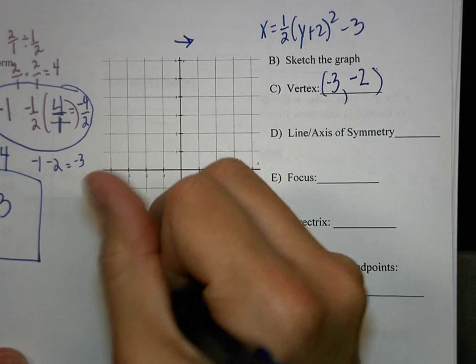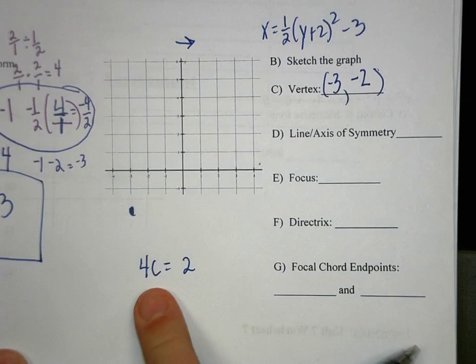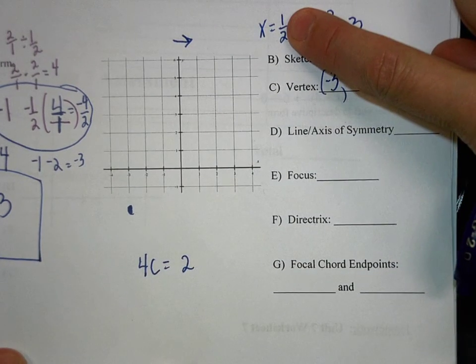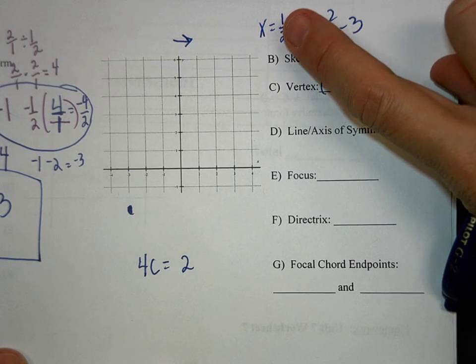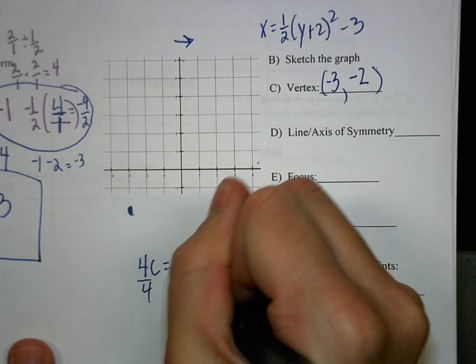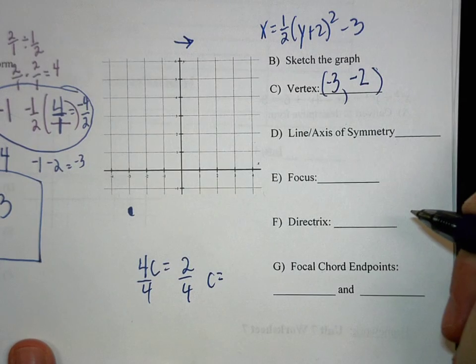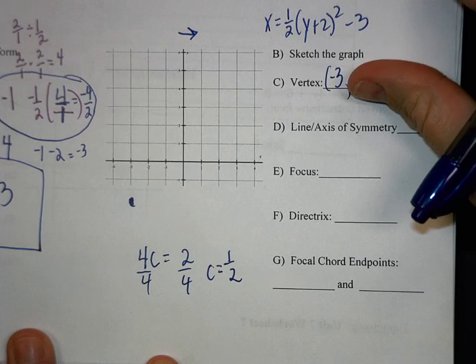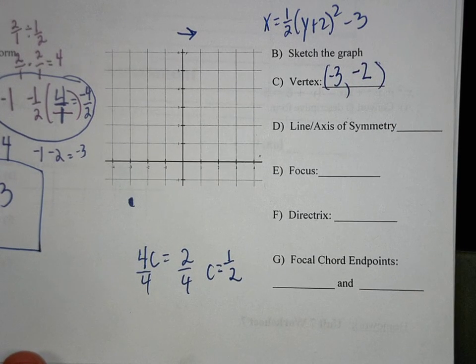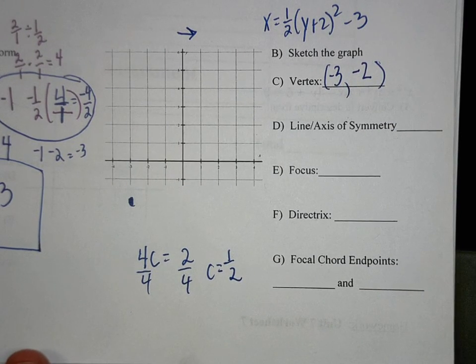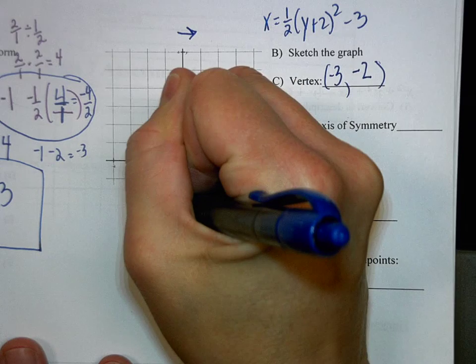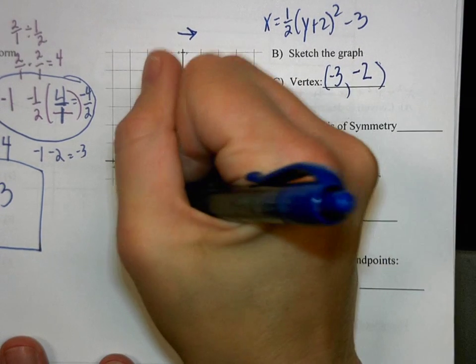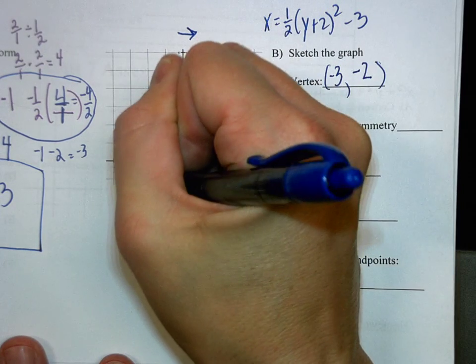Very good. We're going to go 4c equals 2. So 4c equals the reciprocal of this value. Okay? So we divide by 4 to both sides, and we get c equals what? 1/2. What does that mean? Where should I go with that 1/2 information? We're going to go right and left 1/2 from the vertex. So right 1/2 is for my focus, and then left 1/2 is my directrix.